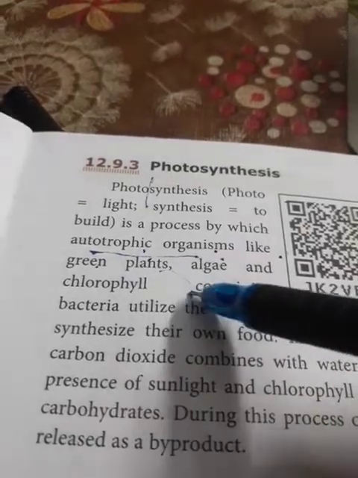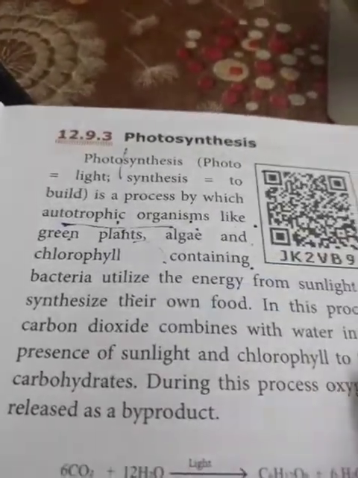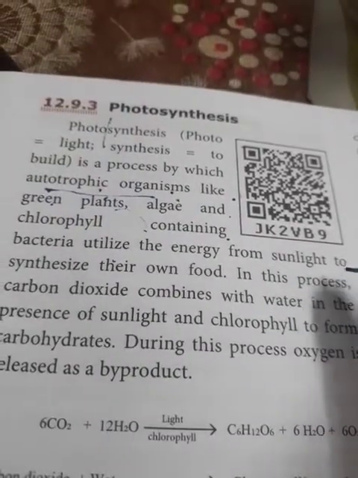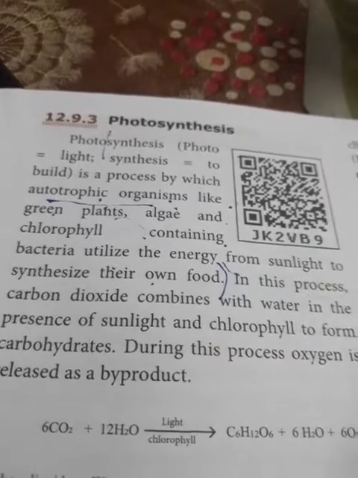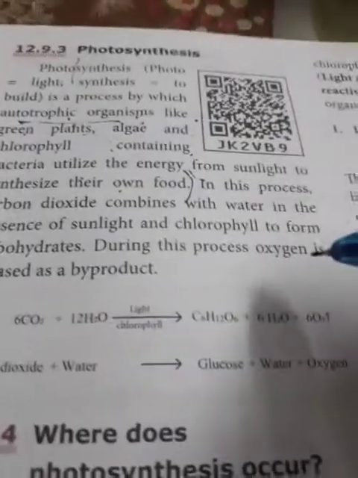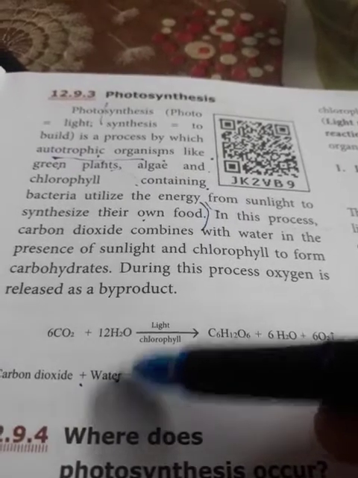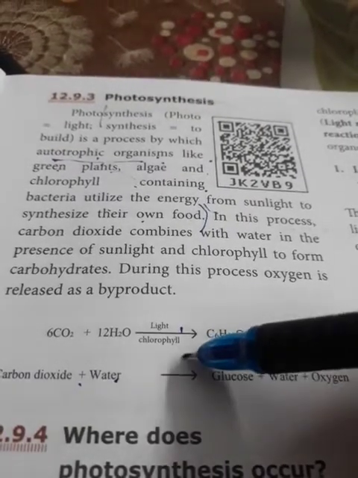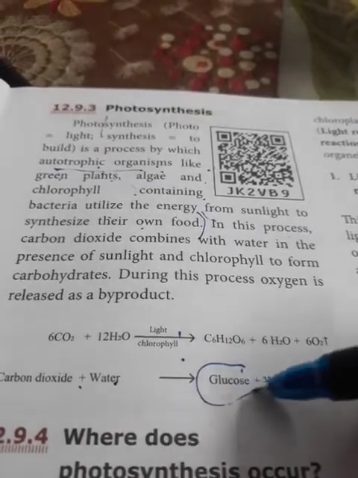Who are the autotrophic organisms? Green plants. Green plants, algae and chlorophyll containing bacteria utilize the energy from sunlight to synthesize their own food, which is called photosynthesis. What is happening in this process? Now, in this process, carbon dioxide combines with water in presence of light and chlorophyll pigment to form the carbohydrate, glucose type of food material.